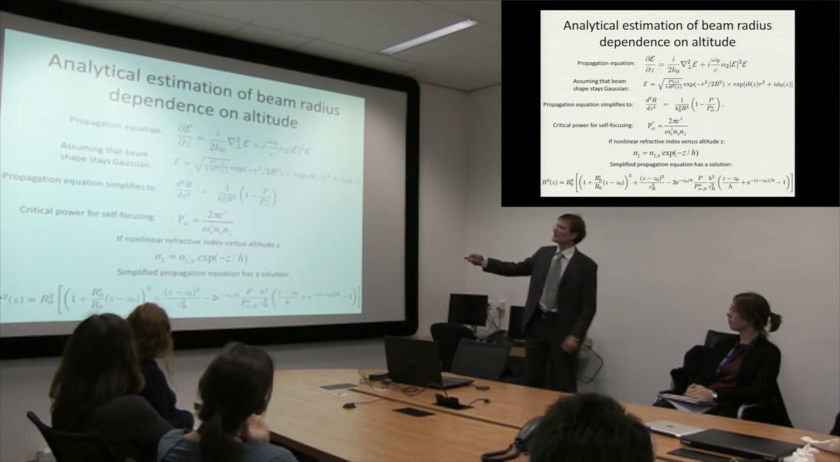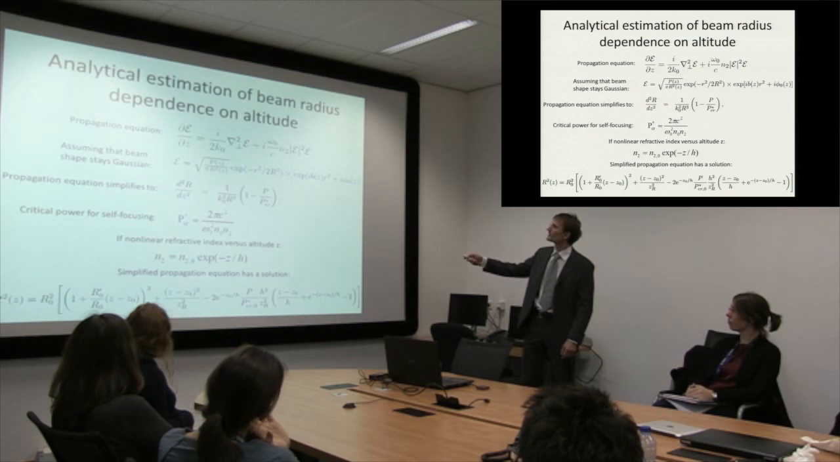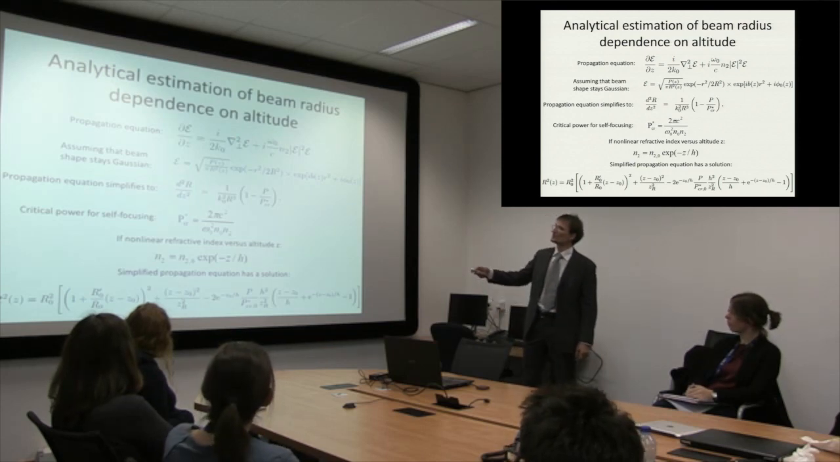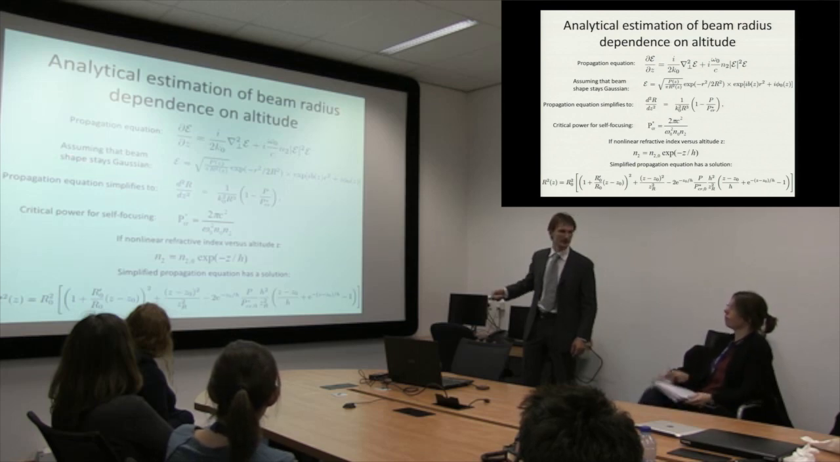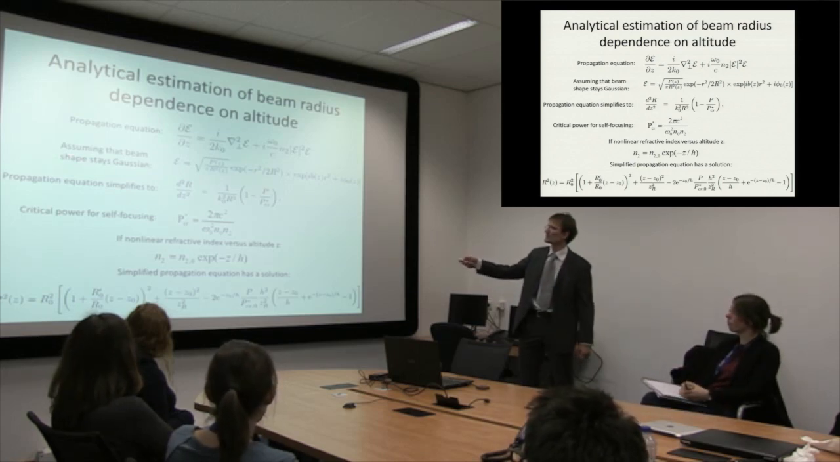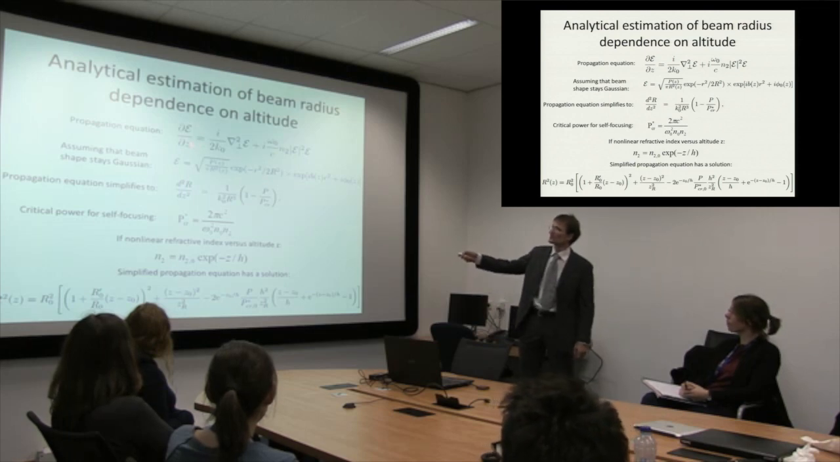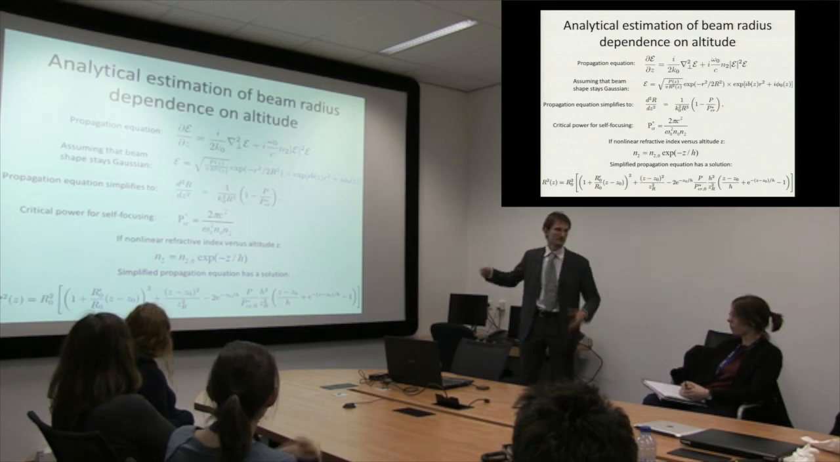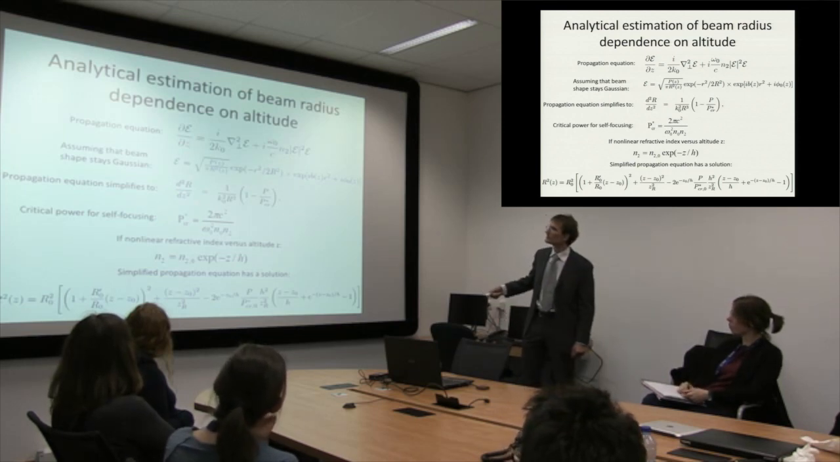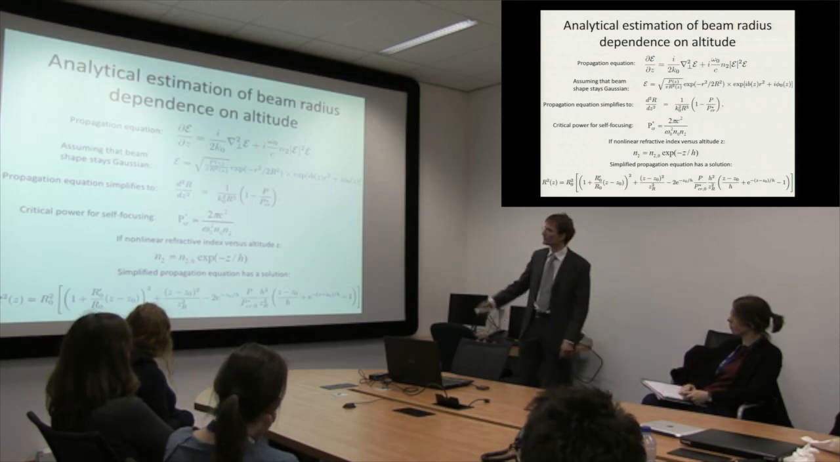I will need it because it is possible to write some analytical formulas. We have a propagation equation, which is this one. So here's the diffraction of our beam, and here's self-focusing of the beam, or the Kerr effect. If we assume that the shape of our beam stays Gaussian, so here's the formula. We are searching for such a solution. We can simplify this propagation equation into just finding the radius of our beam. So here's the equation which needs to be solved.